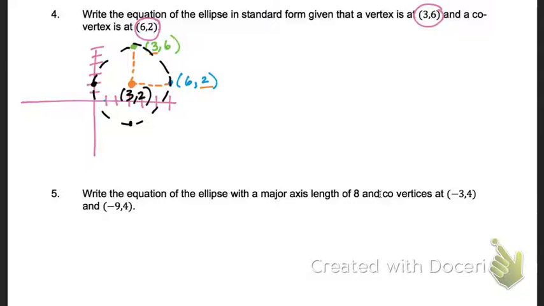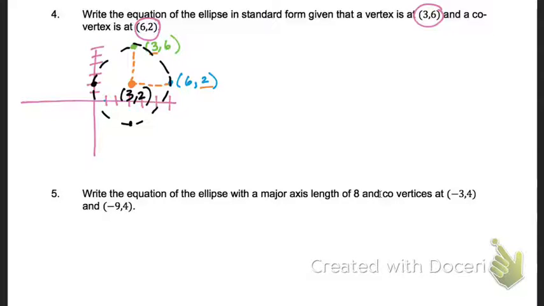Could you just take the first x and the second y? Yes, you could. But if they had it switched, like it was co-vertex and then vertex, it would be something different. So that's why I usually will draw a picture just to kind of see. But if you don't have to, you can do that as well.